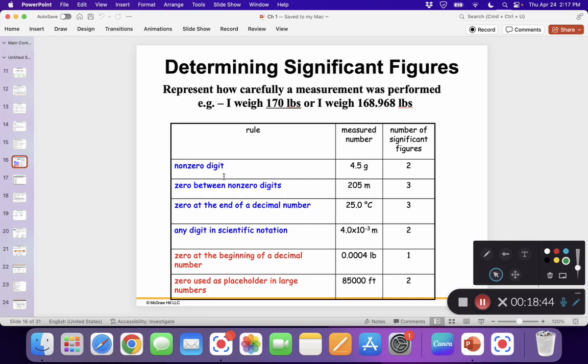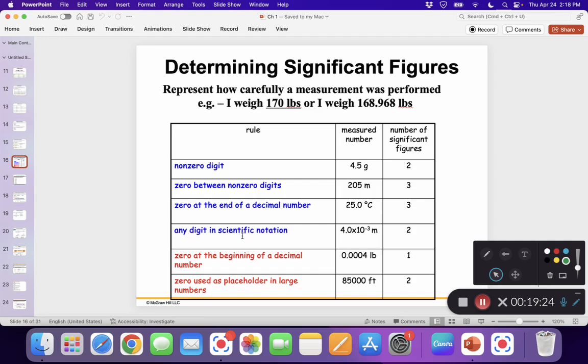If we have 0 in the number, we have confusion about whether to count it or not, so we have to follow the rule. It depends on where the 0 is. If the 0 is between non-zero digits, we count that 0 as significant. So in 205 we have 3 sig figs. If the 0 comes at the end of a decimal number, such as 25.0, again we count it, so there are 3 digits, 3 sig figs.